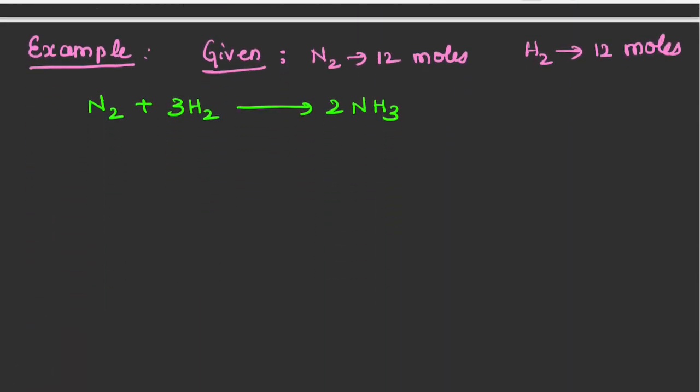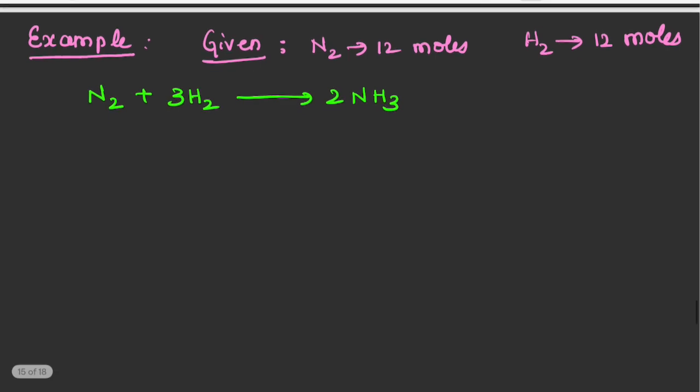This is another example. See the question: nitrogen reacting with hydrogen to form ammonia. In the question it is given that nitrogen is 12 moles, and hydrogen is also 12 moles. You have to check whether limiting reagent is present or not. Let us check now. SR is 1:3, correct?